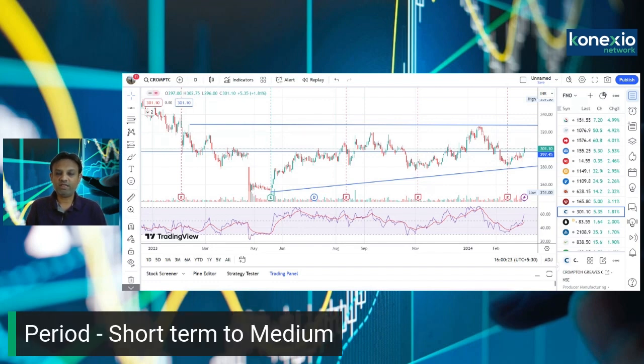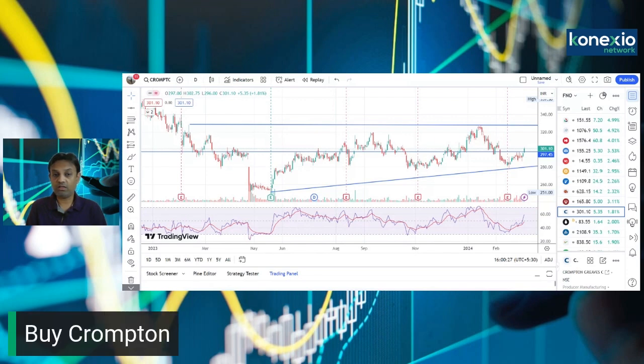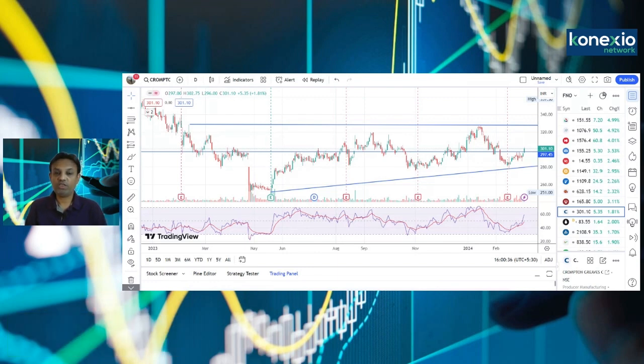Short to medium term means maybe for the next 2 to 3 months. The stock is a slow mover, but we don't know. This might give a surprise rally in the coming trading sessions also. So short term investors, positional traders, swing traders, long term investors can accumulate on dips or at the current market price, which is 300 to 295, for an upside target of 330 in coming months.